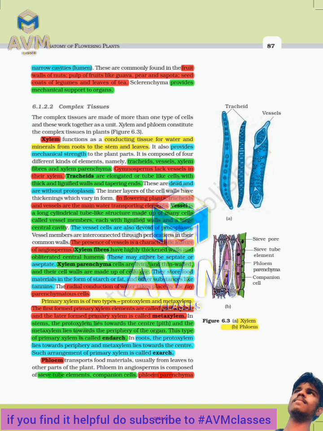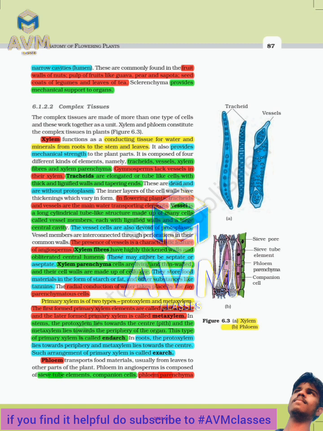Vessel is a long cylindrical tube-like structure made up of many cells called vessel members, each with lignified walls and a large central cavity. The vessel cells are also devoid of protoplasm. Vessel members are interconnected through perforations in their common walls. The presence of vessels is a characteristic feature of angiosperms. Xylem fibers have highly thickened walls and obliterated central lumens. This may either be septate or aseptate.